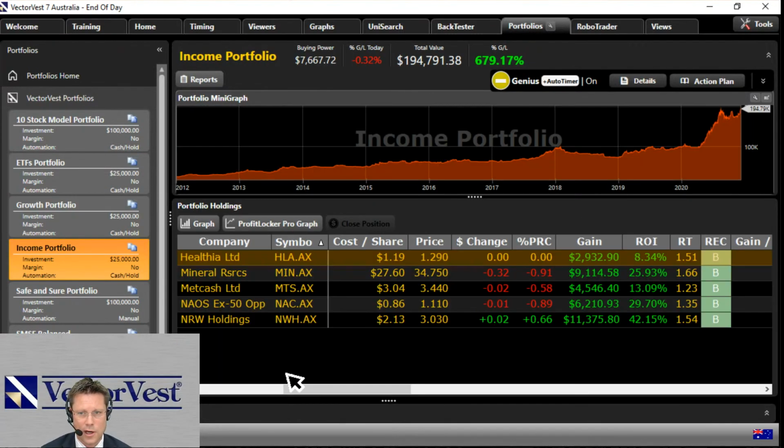Income portfolio has been our star performer this year, so you might want to go and look at some of those stocks. Wow, it's going gangbusters again. It's up, I think it's up nearly 100% now for the year. Phenomenal. So you might want to jot these down. Go and have a look at them.